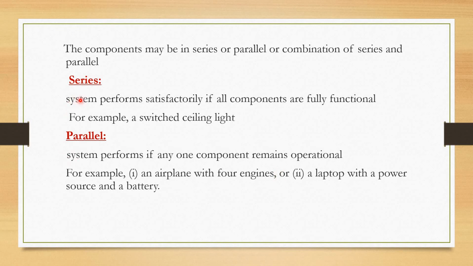Series. System performs satisfactorily if all components are fully functional. For example, a switched ceiling light. What is parallel? System performs if any one component remains operational. For example, an aeroplane with 4 engines or a laptop with a power source and a battery.